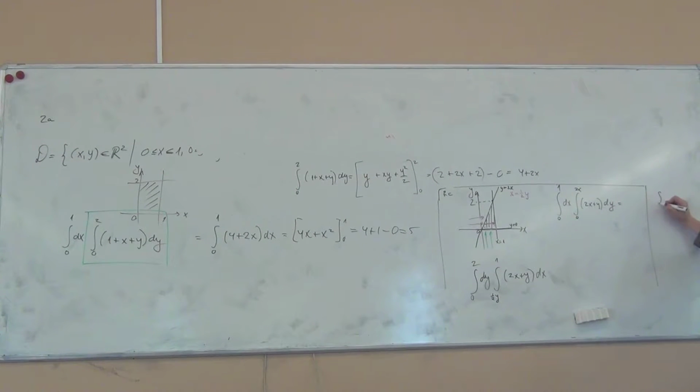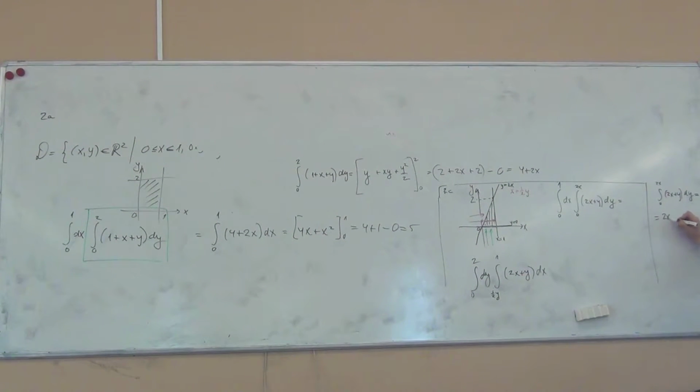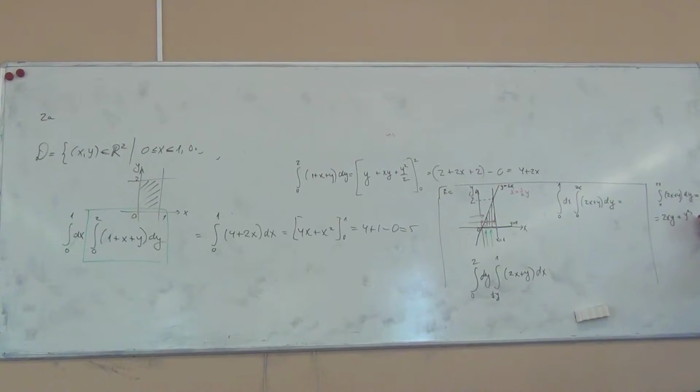Okay, I integrate from 0 to 2x, 2x plus y, by dy. 2x integrated by y is 2xy. y integrated is y squared over 2, from 0 to 2x. So now I put 2x instead of y because we are integrating by y. It's the y variable. So sometimes it might get confusing, so you have to pay attention.